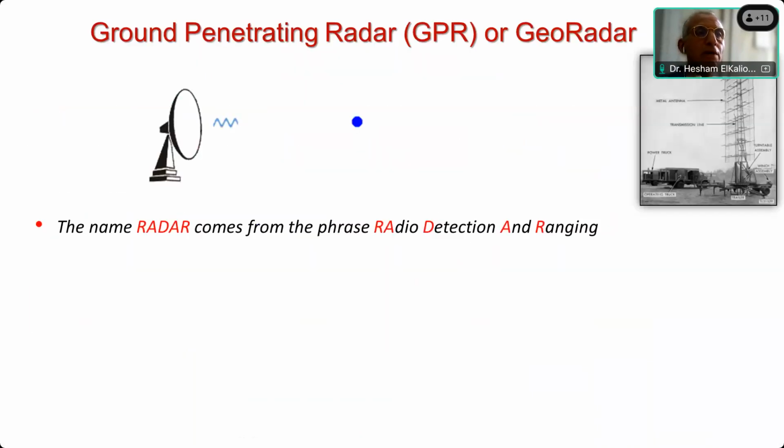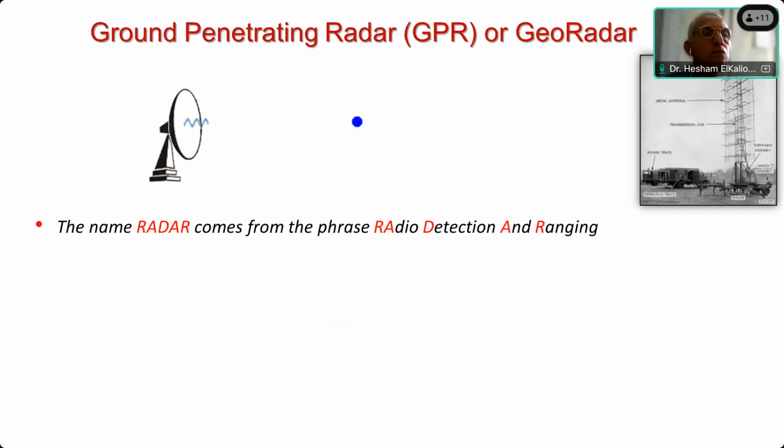Historically, the word radar itself means radio detection and ranging, and the idea started during World War II, when they were trying to find airplanes in the air. They used an antenna to send a signal that would hit the airplane and come back again. Knowing the two-way time and the velocity of electromagnetic waves in air, you can find the distance: how far the airplane is from us, and also how big it is, by sending many pulses.